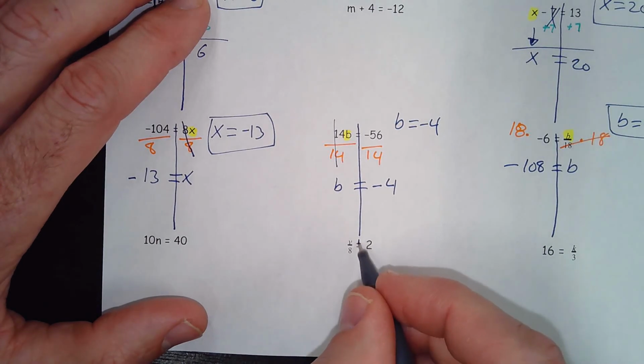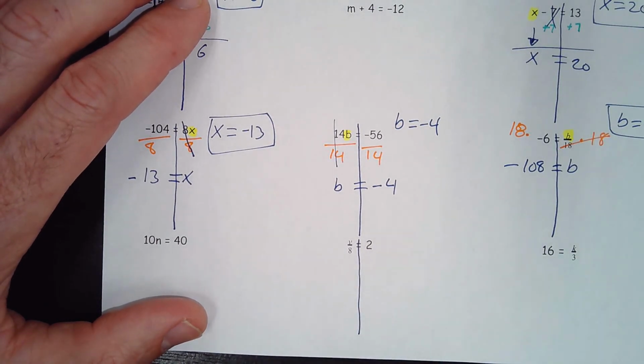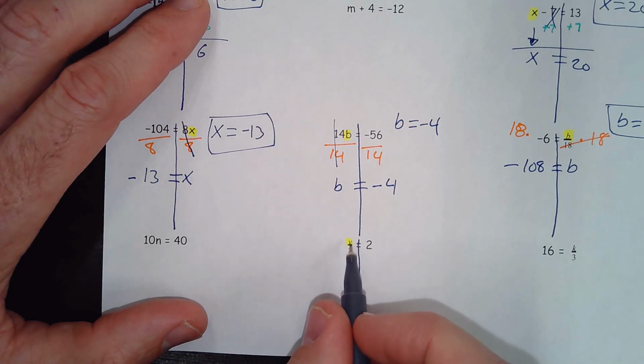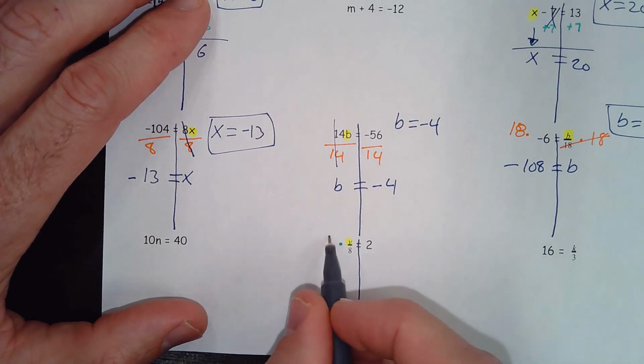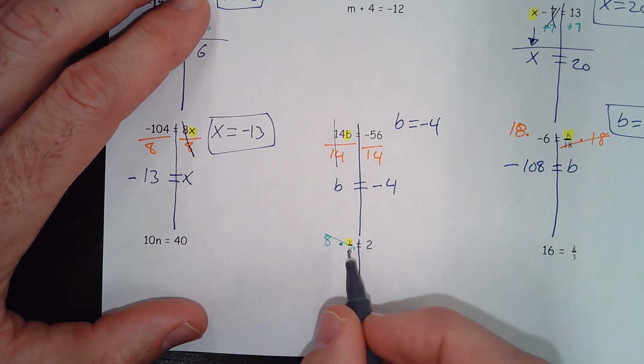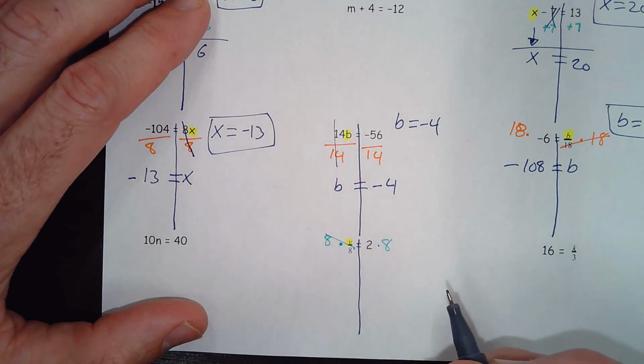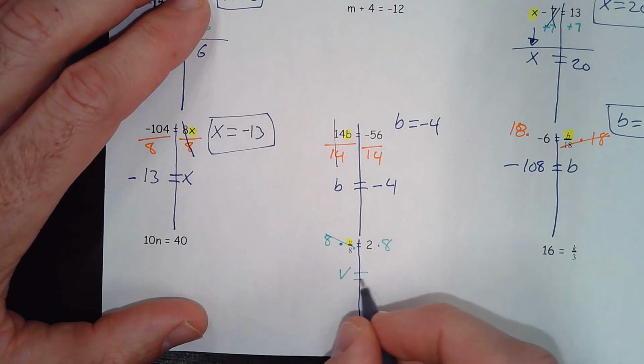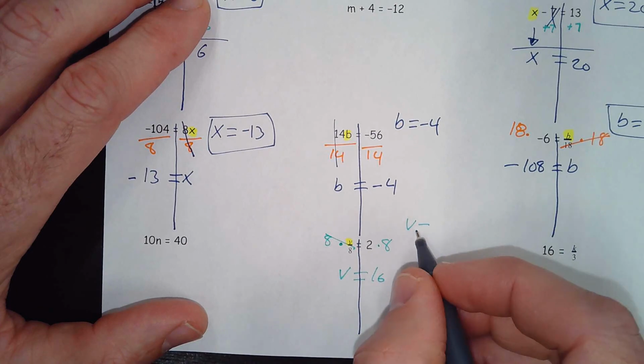We'll go down here and draw our line. Here's my variable. Now, what do I do to get that variable alone? This means v divided by 8. So if I multiply by 8, that's going to cancel. Whatever I do to one side, do to the other side. We're left with v equals 16.